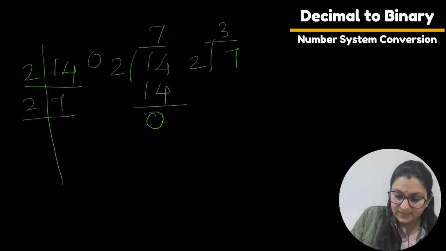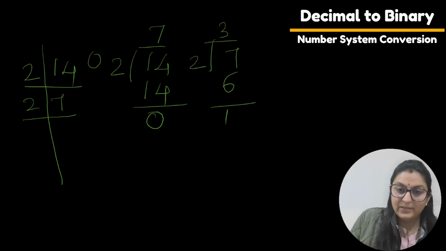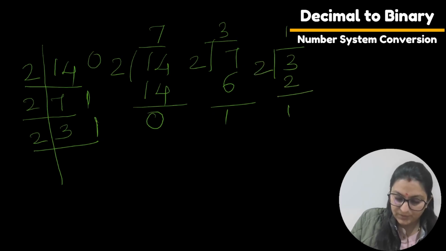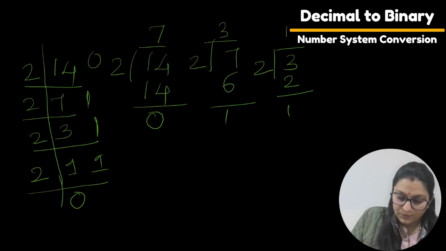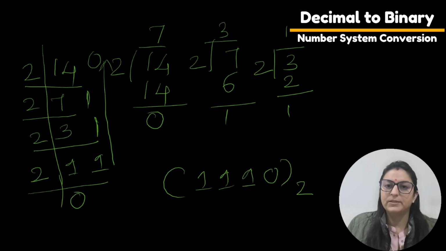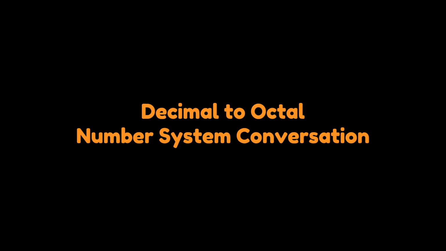Again divide this 7 by 2. 2 3s are 6. You will get remainder 1, quotient 3. Again divide this 3 by 2. 2 1s are 2, so the remainder is 1. Put 1, and 1 as a quotient. Then we put the remainder 0. From the same rule, bottom to up, the answer is 1 1 1 0. This is the binary number to represent the decimal number 14.